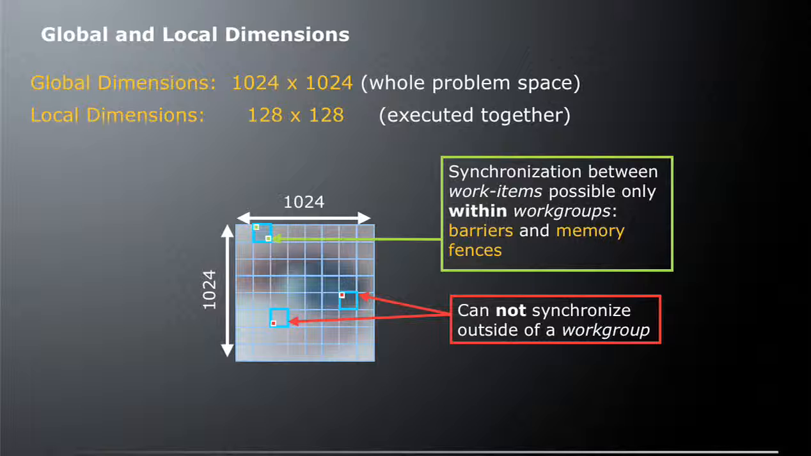And the important thing to note is that for a single work group highlighted right now, we can actually synchronize between those work items. So we can use barriers or memory fences to allow those work items to actually communicate with each other. But if we look at two work items that are not in the same work group, such as they're highlighted now, those cannot synchronize with each other because they are not in the same work group.